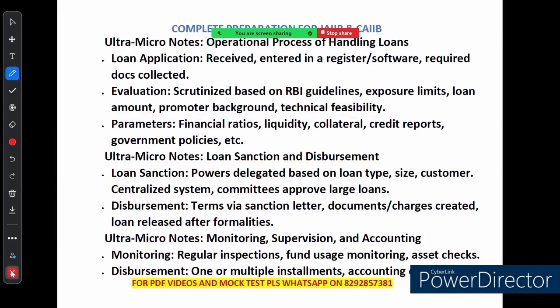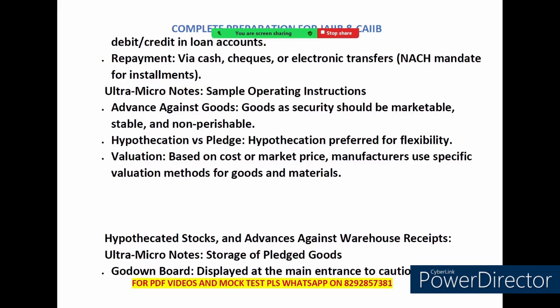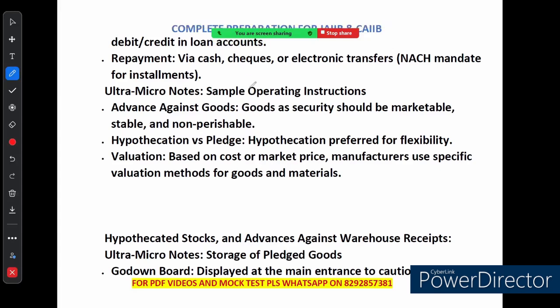Now then there is something called monitoring and repayment. The bank regularly checks how the loan is being used and whether assets are secure or not. Loan repayment can be made via cash, check or online transfer. These are the repayment terms. Now there are some special terms. Let's discuss that. See, loans secured by goods use either hypothecation or pledge, remember it. Those loans which are secured against goods are advances against goods. The goods as security should be marketable, stable and non-perishable. If we compare hypothecation and pledge, hypothecation is preferred for flexibility. Loans secured by goods use either hypothecation or pledging depending on the flexibility, goods must be stable and non-perishable, and their value is checked against the market price.